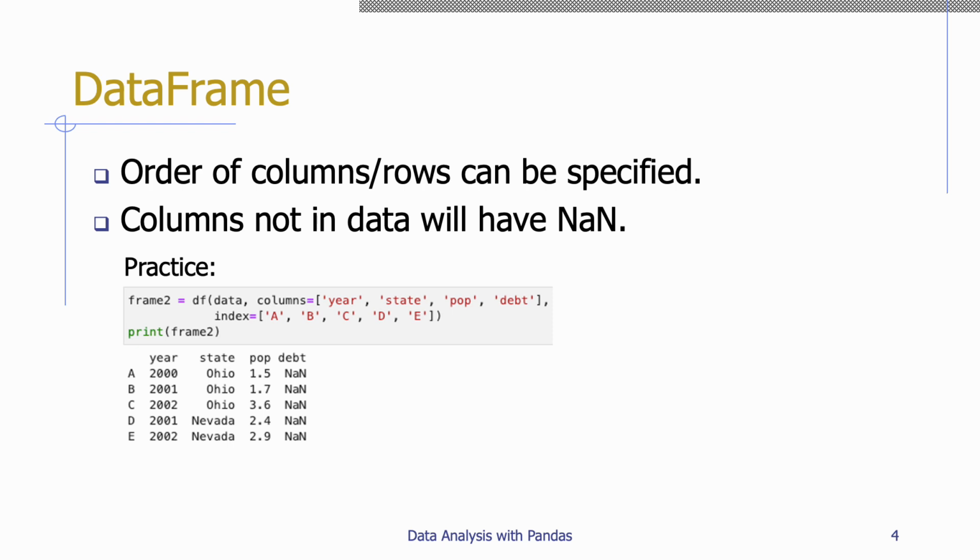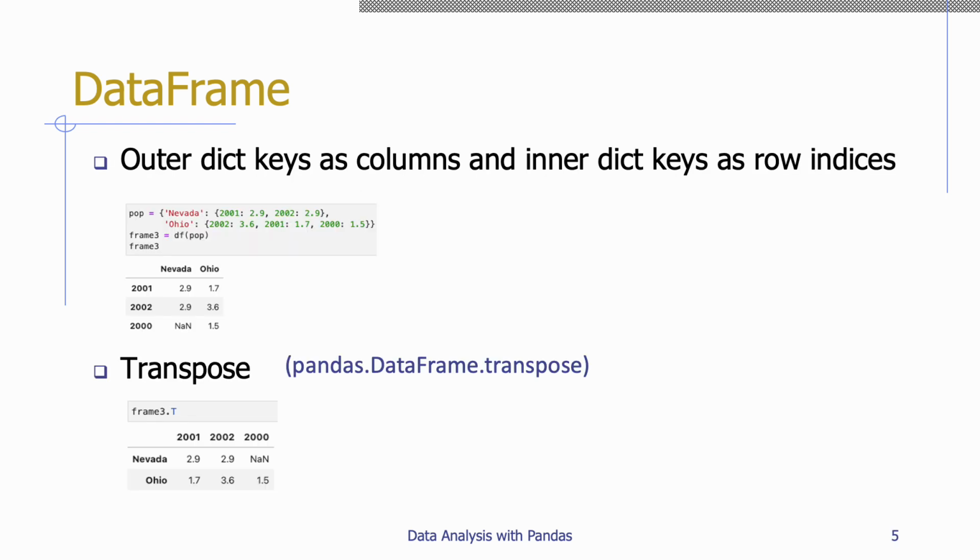The data is from the previous example. If you look at the practice, we define the frame2 object that takes DataFrame and its parameter data. That data is from the previous example, which does not have the column debt. It only has year, state, and pop actually. But when we add this column debt, the values for each row are going to be assigned as None.